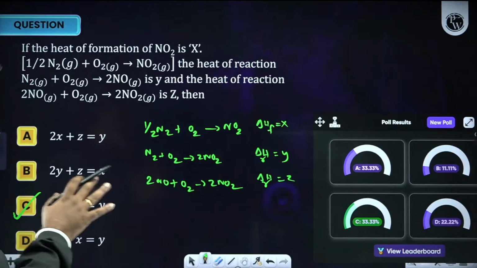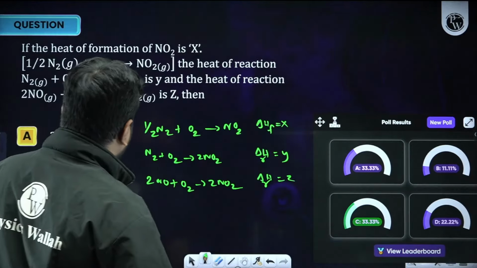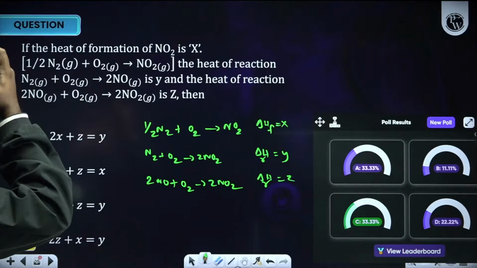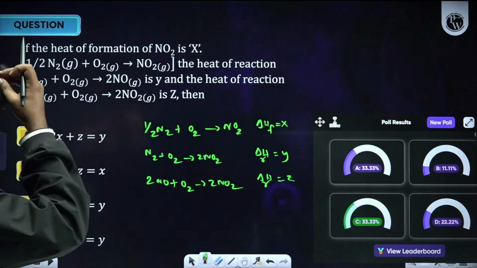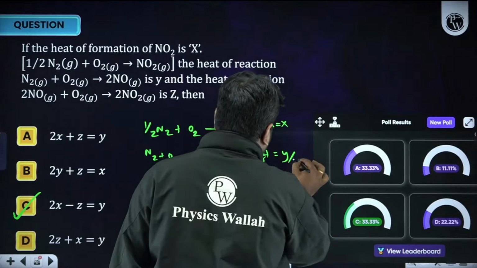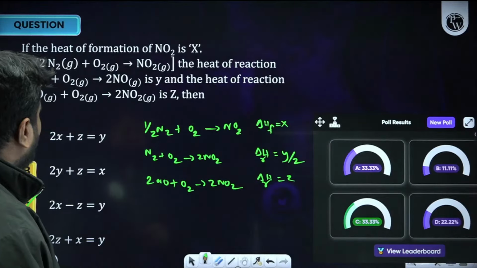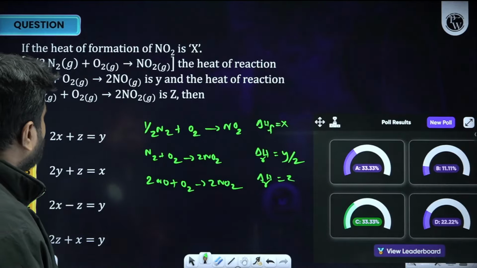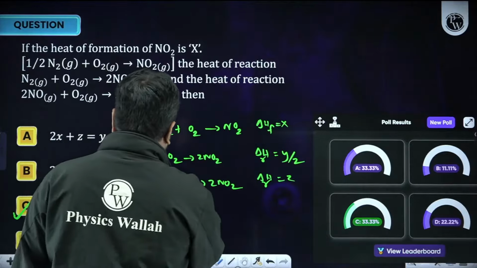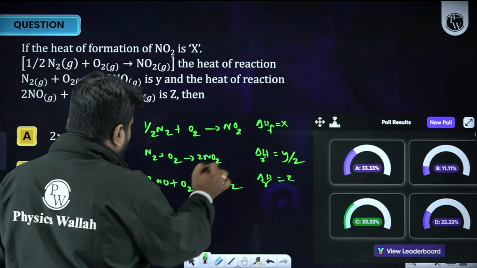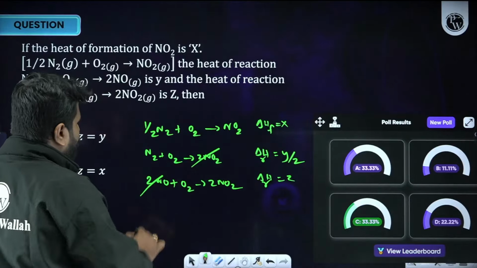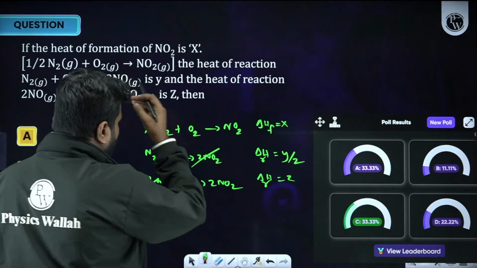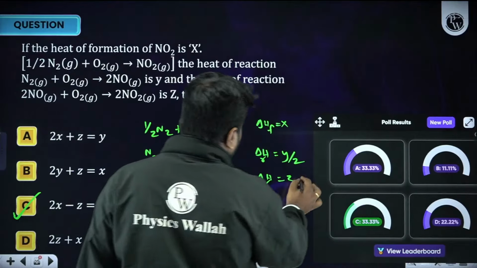First of all, no reversal is happening. The first equation I can multiply by half, so I will be getting half O2 and 1 mole. The second equation, which has 2NO, I will also multiply by half. So 1NO and 1NO will get cancelled, half O2 and half O2 will give O2, and here also we get 1NO2. The second equation also I am multiplying by half.